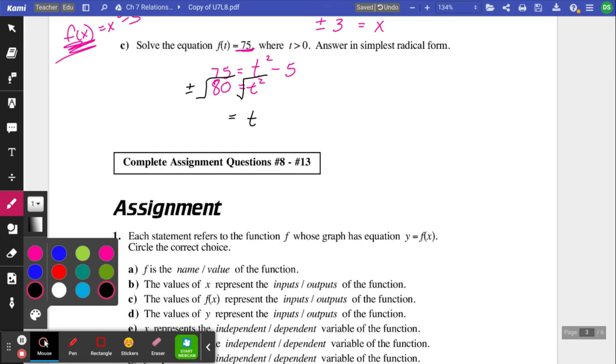I'm supposed to break this down. Who remembers how you break root 80 down? What do you do to it? Okay, Jeffrey, enlighten us. What do you do, Jeffrey?